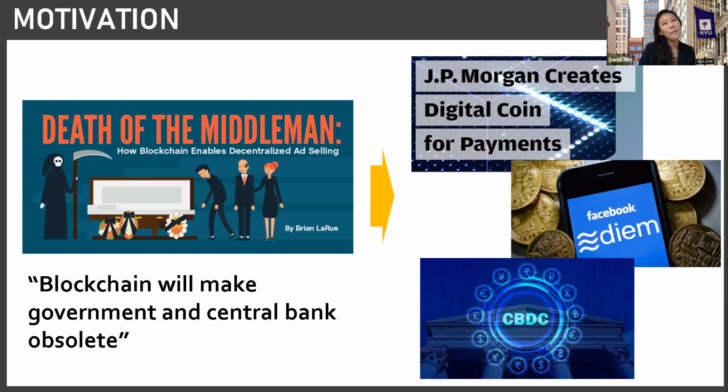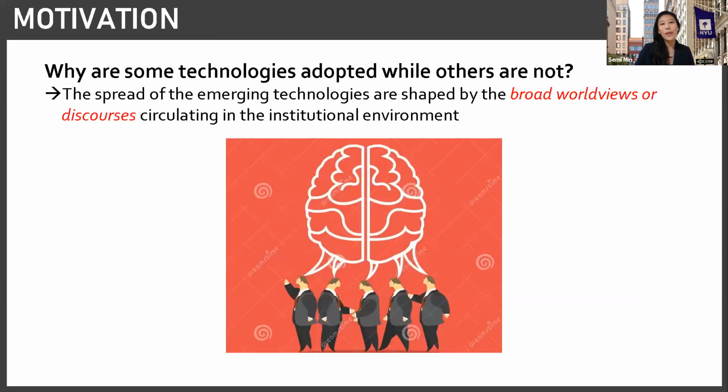However, interestingly, blockchain overcame the collective disappointment and was adopted by large institutions such as JP Morgan and Facebook, and different governments try to create digital currencies for payment, drastically shifting from its initial promises. So I thought that it's very interesting. I became curious about why some technologies are widely adopted in society, despite the widespread skepticism in the field.